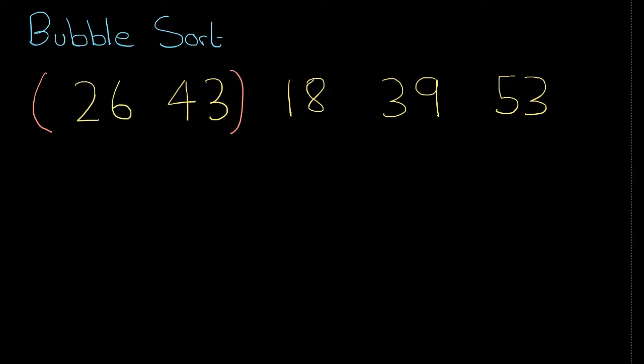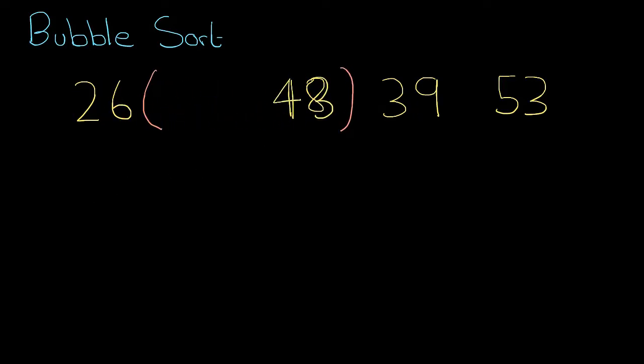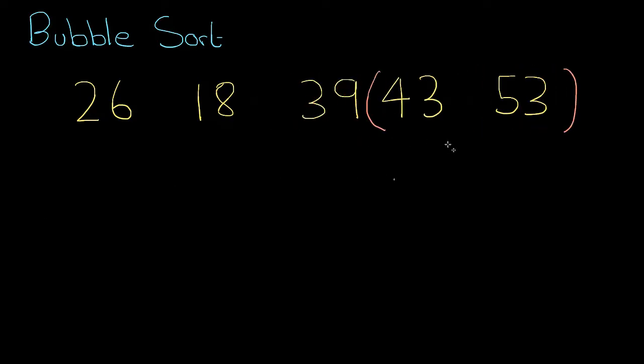And after the swap, the bubble moves on one, so it moves up to the next set of numbers here. 43 and 18. And the same question is asked, are they in order? No, they're not, so they need to be swapped round. And then the bubble moves up another time, 43 and 39. Are they in order? Nope, so they need to be swapped round. And then the bubble moves up again, 43 and 53. Are they in order? Yes, they are. So they can stay where they are.